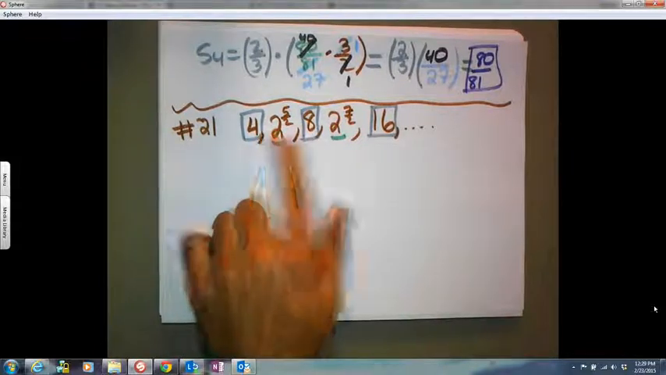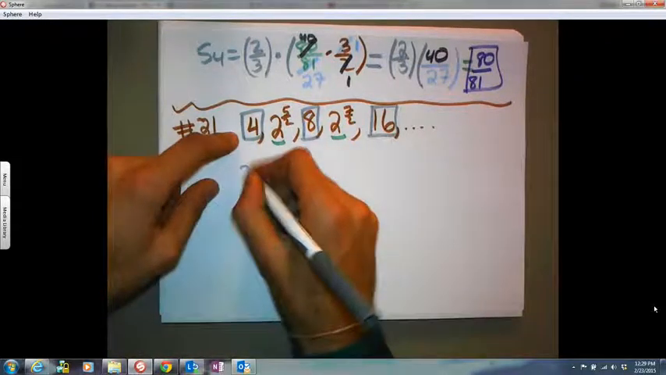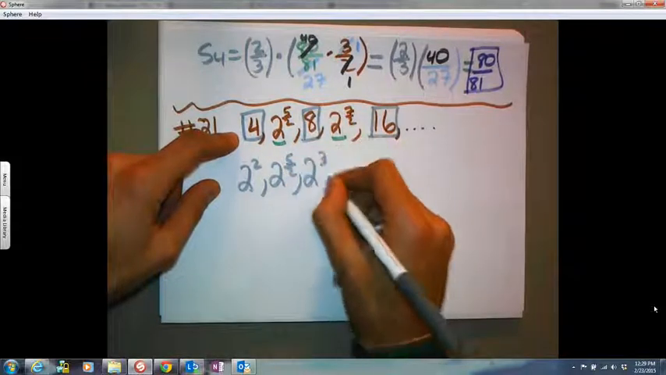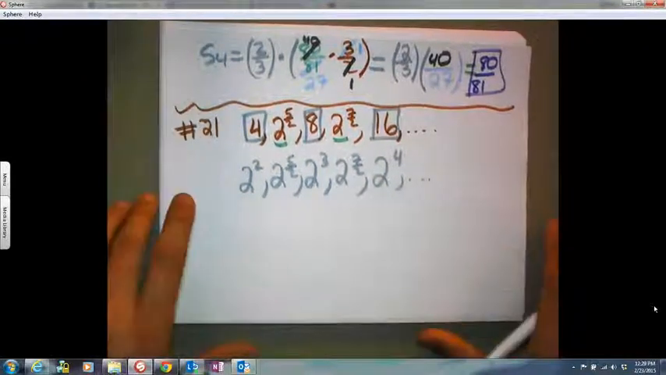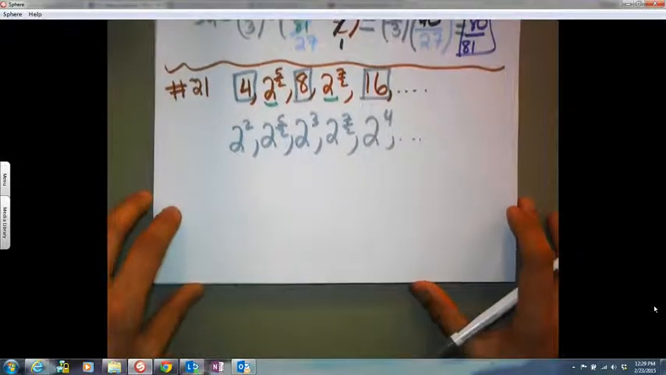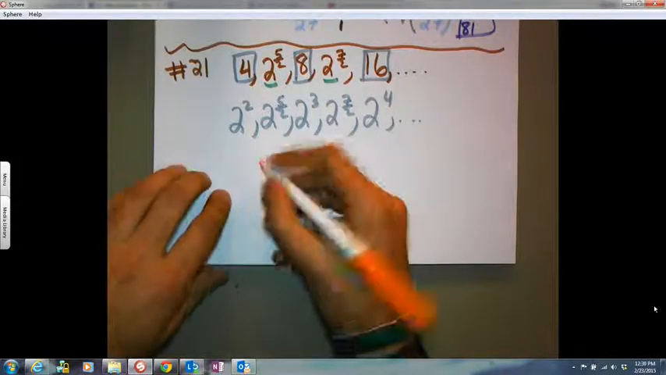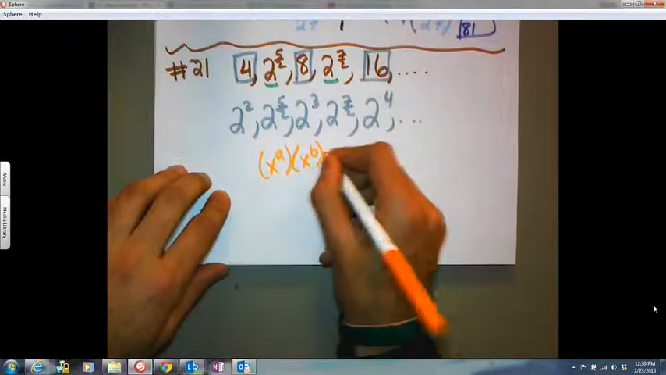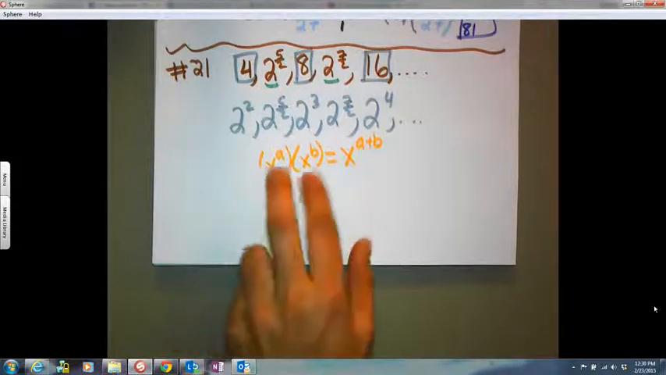And of course I can. 4 is the same as 2 squared. 8 is the same as 2 cubed. And 16 is the same as 2 to the 4th. Perhaps it doesn't look any easier to you, but it is actually a little bit easier. And it's easier if and only if you recall an exponent rule. The exponent rule is the following. x to the a power times x to the b power is x to the a plus b. In other words, if bases are the same and you're multiplying, then you add the exponents.